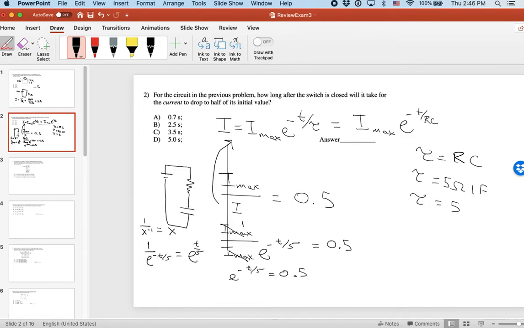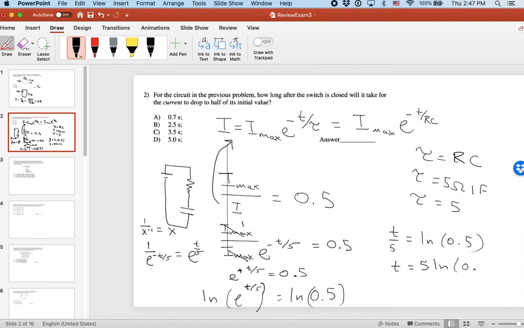And now I'm trying to get that t out of the exponential here. So I'm going to take the log. This should be a positive now. All right, so I'm going to take the log of e to the t over 5 is equal to the log of 0.5. And so when I take the log of the exponential, I just get the argument out. So t over 5 is equal to the log of 0.5. And then t then is equal to 5 times the log of 0.5.